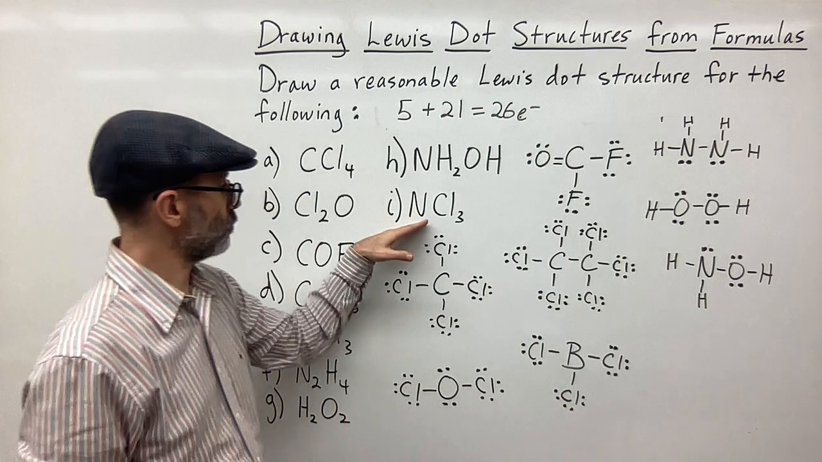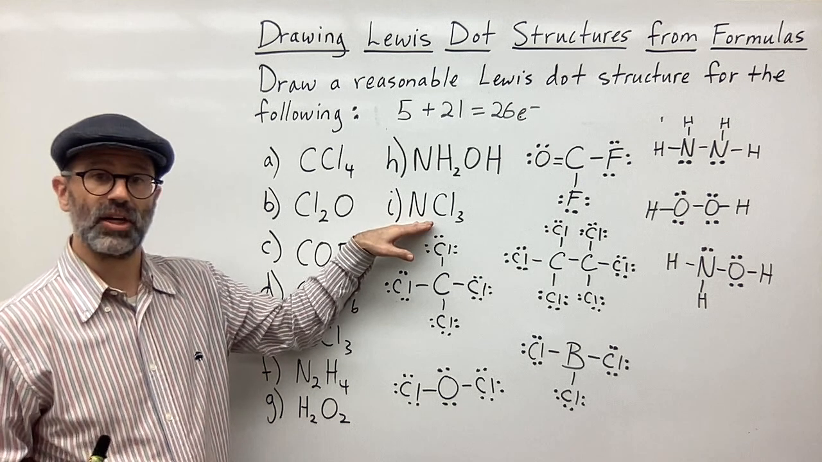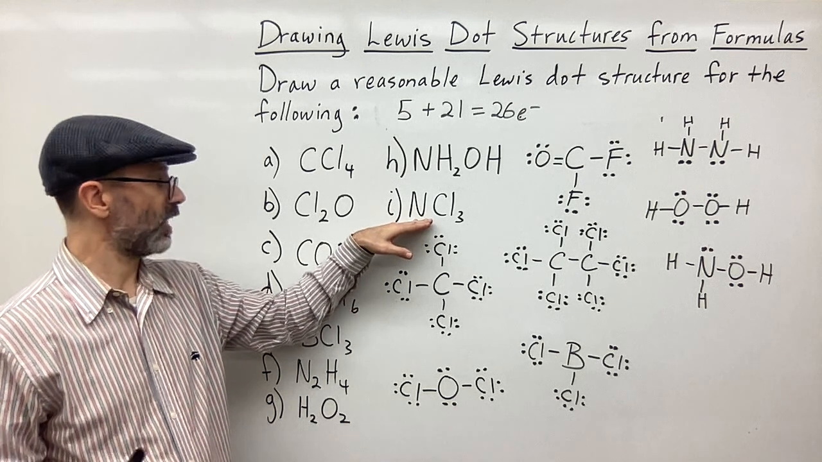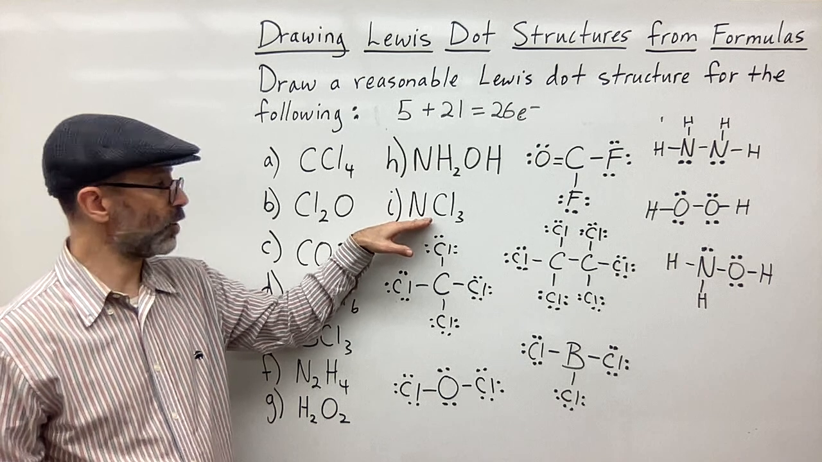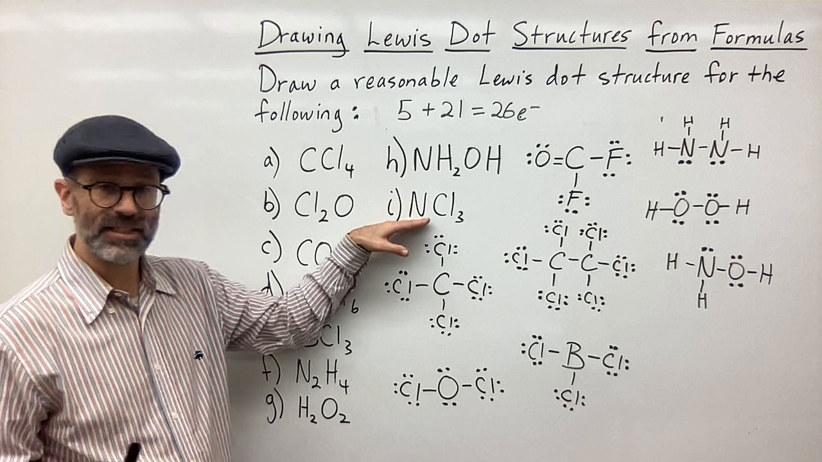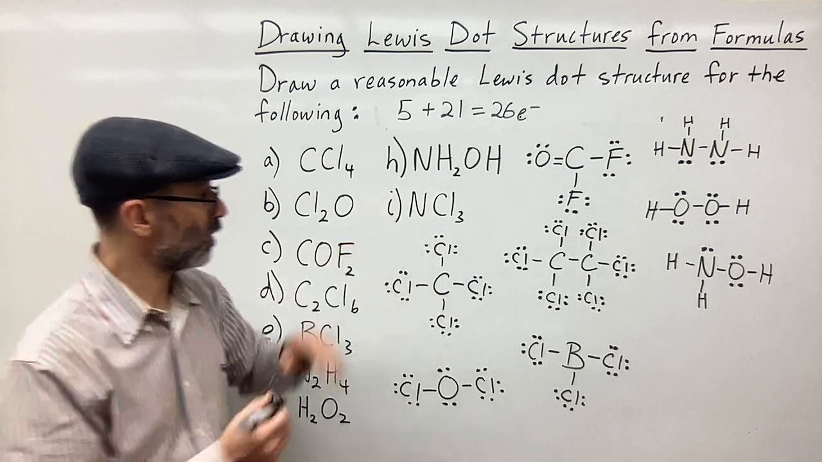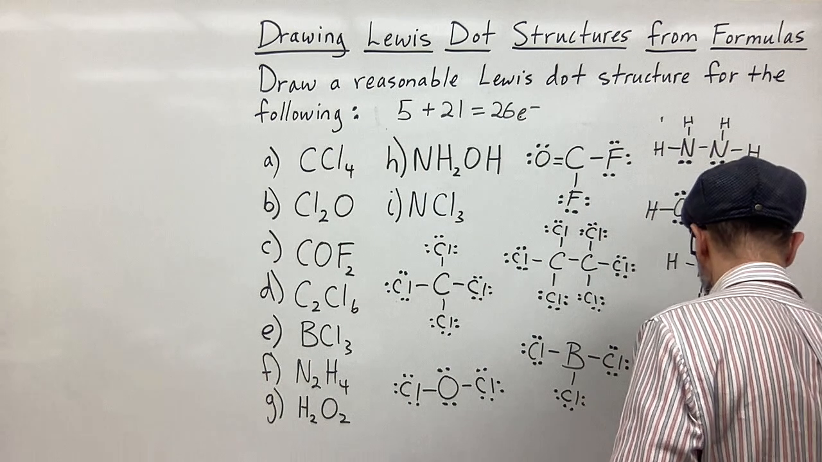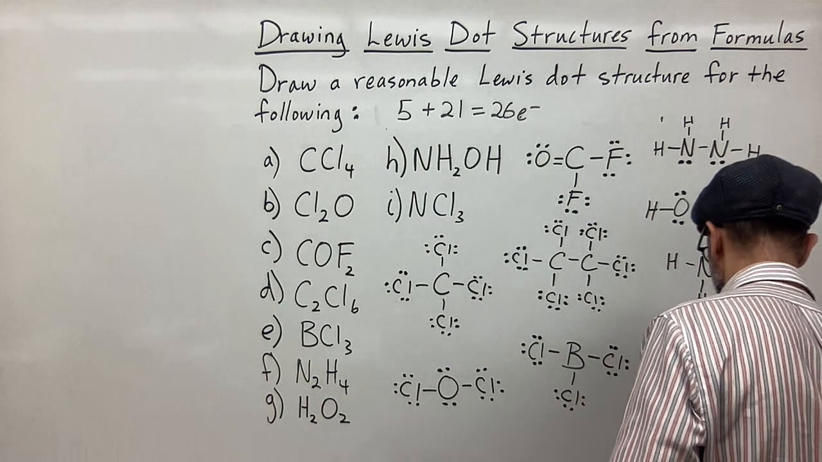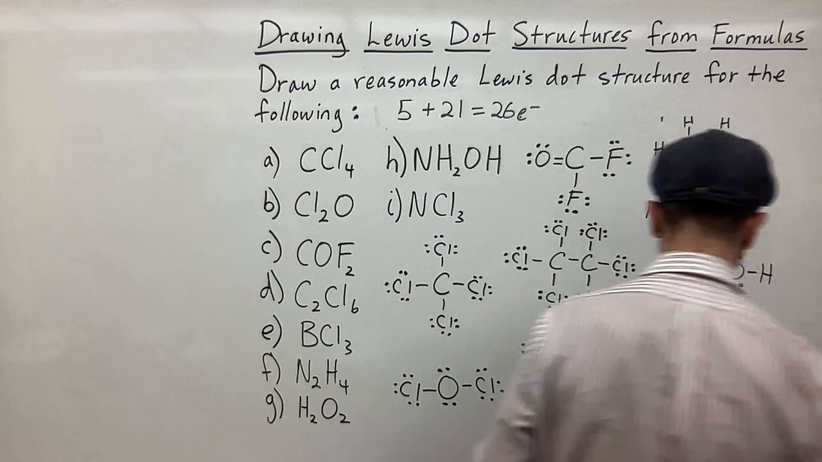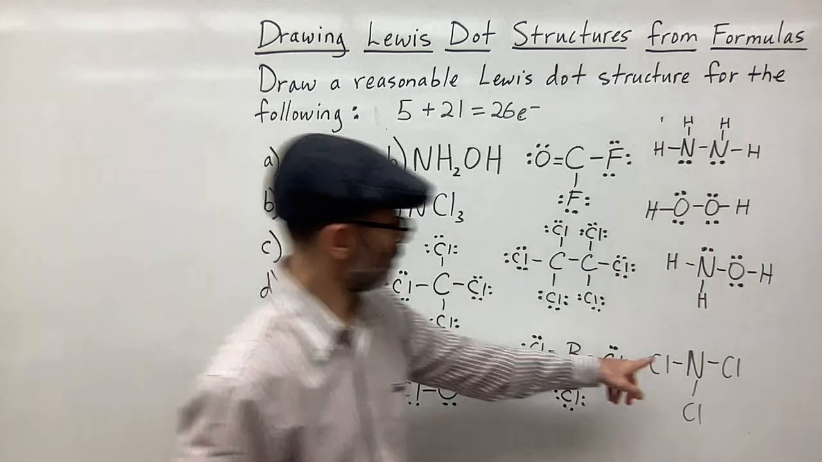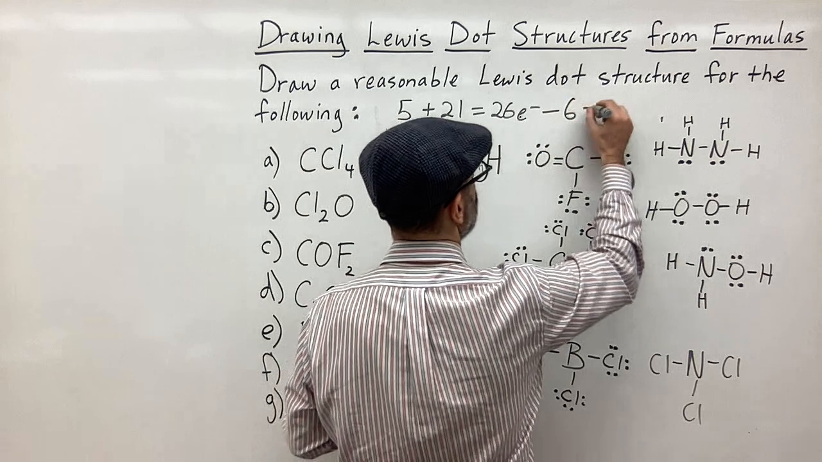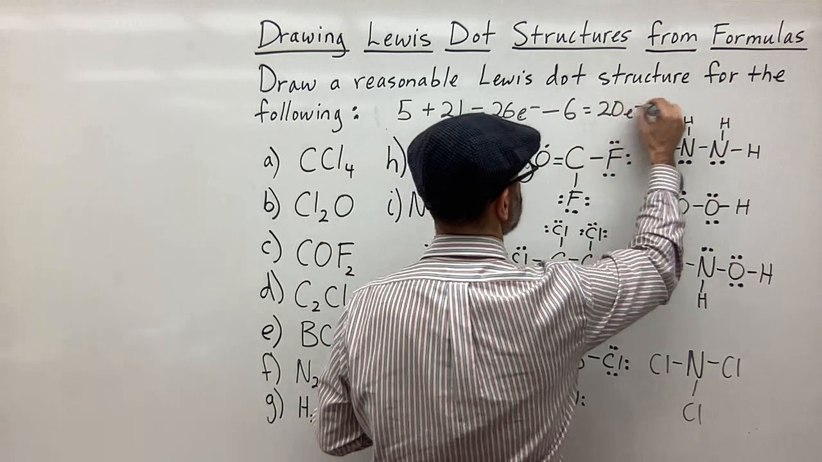My skeletal structure, nitrogen is going to be my central atom. It's less electronegative. It's written first. I have less of nitrogen. It bonds more. So nitrogen is going to be my central atom, and I'm going to bond the chlorine to the nitrogen. I'm going to subtract out 6 electrons for the bonds. So I have 20 left.